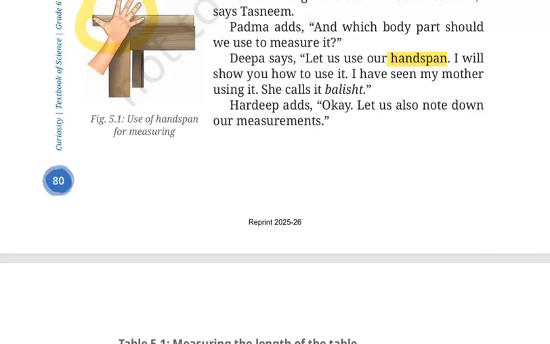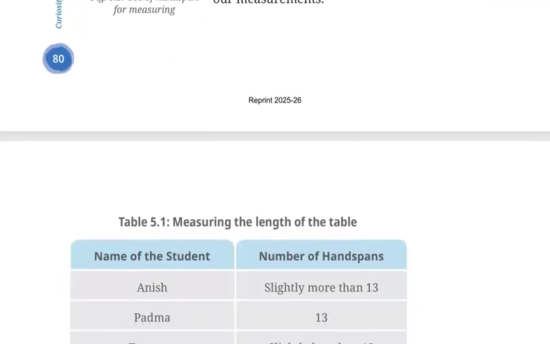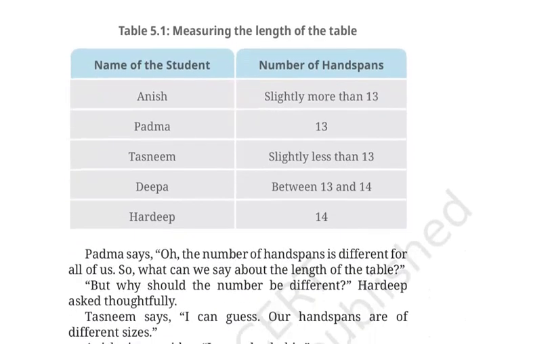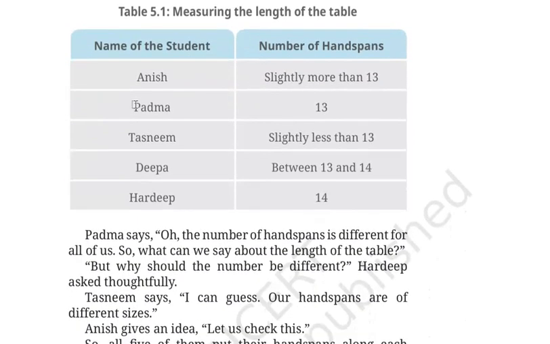And then they decide to measure the length of the table and write down their measurements. Okay. So here you see they have made a table where the names of the students are there and the number of handspans. So you see Anish, according to Anish, the number of handspans is slightly more than 13. According to Padma, it is 13. According to Tasneem, it is slightly less than 13. According to Deepa, it is between 13 and 14. For Hardeep, it is 14.